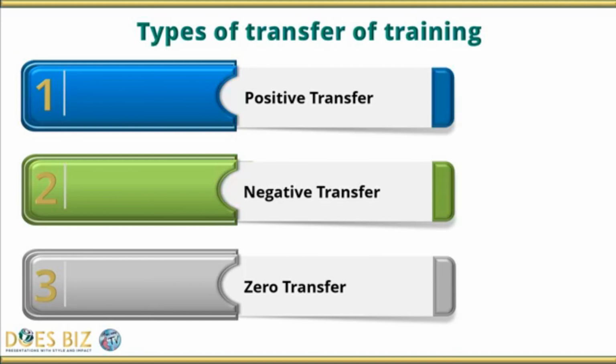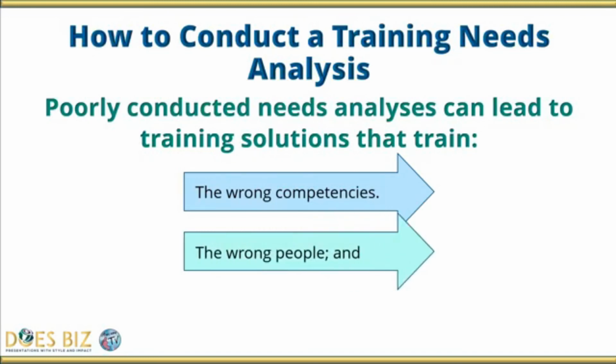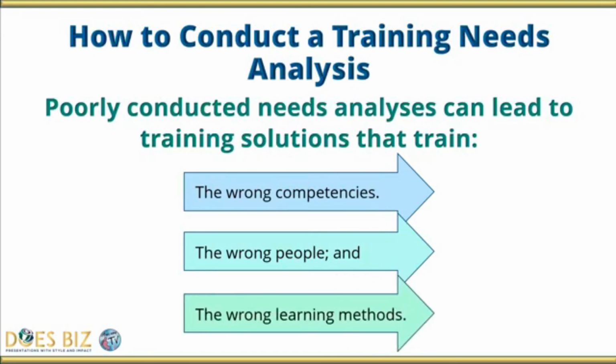And then there's the zero transfer, where past experience or training neither enhances nor hinders acquiring a new skill or solving a new problem. So how to conduct a training needs analysis? Well, a poorly conducted needs analysis can lead to training solutions that train the wrong competencies, can also train the wrong people, and can teach using the wrong learning methods.